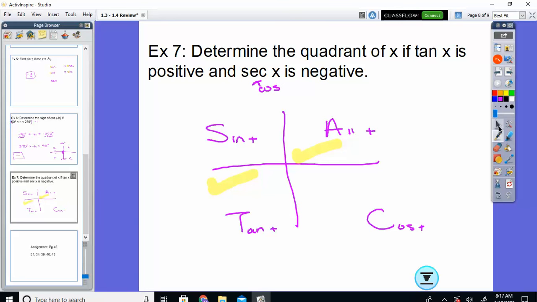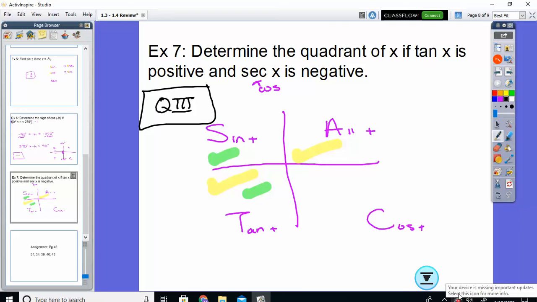When I see secant, that's the reciprocal of cosine. So I'm asking when cosine is negative. So we know that cosine is positive in 1 and 4. So it's negative in 2 and 3. So which quadrant worked for both of them? Quadrant 3. Questions on any of this?